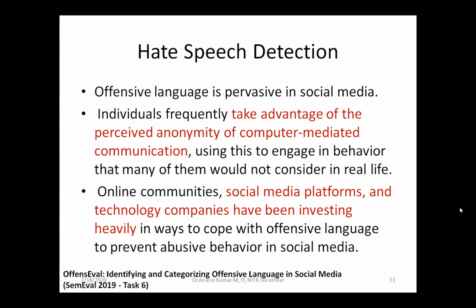Companies are ready to invest heavily to cope with offensive language, because the government is warning them. You can see that the government has stopped Chinese apps. Similarly, the government has already given a warning to Facebook and WhatsApp, both of which are from Facebook, to stop fake news and hate speech. But still we are getting some fake news and other things. As you know, it's very difficult to find fake news, particularly in Indic languages.